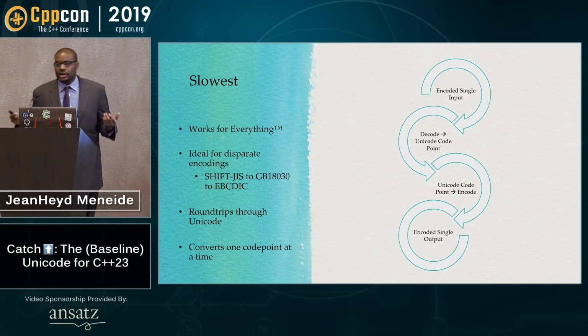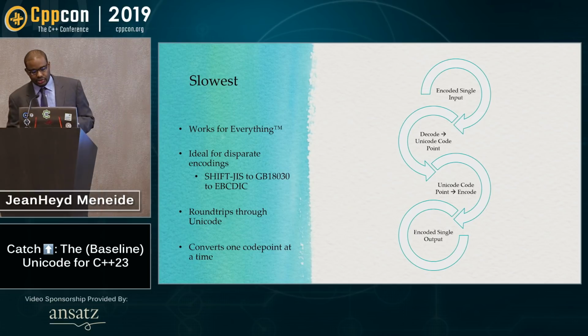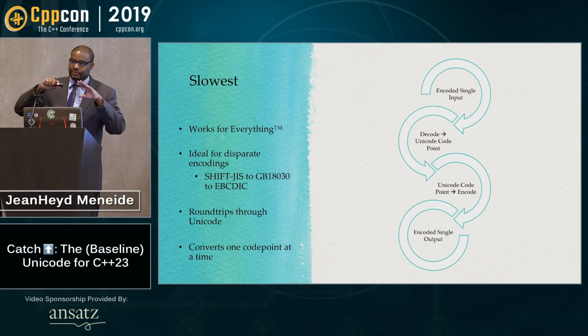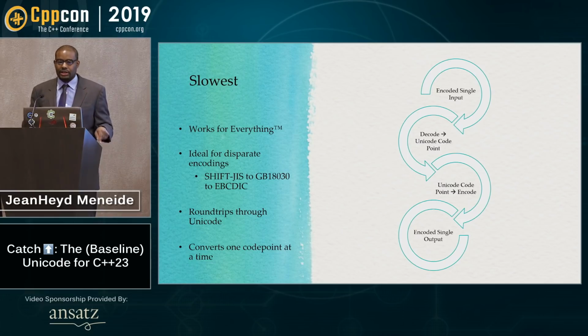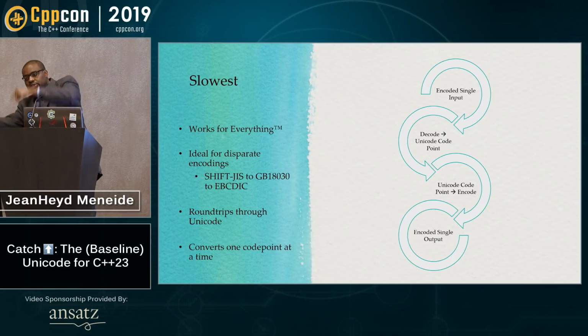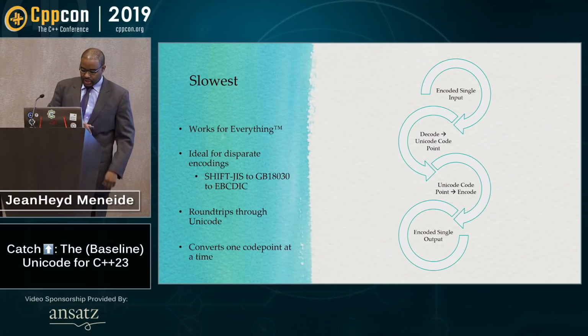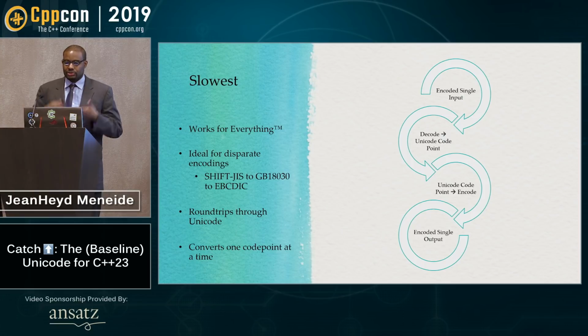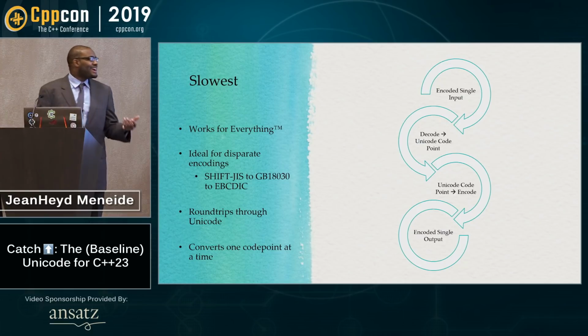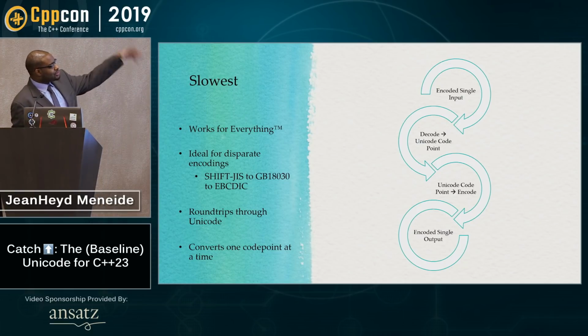And this is good for disparate encodings. If I need to go from Shift-JIS to GB18030, which is the national Chinese encoding, I can't write a routine that swiftly does that. I need something that decodes to Unicode and then takes the Unicode and puts it back into the Chinese encoding. The idea is that we always round trip to Unicode because going to Unicode is a lossless operation. Again, it's Unicode, it's universal code. So we always round trip.